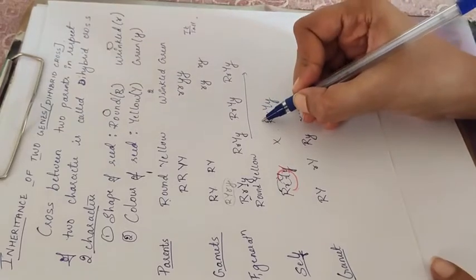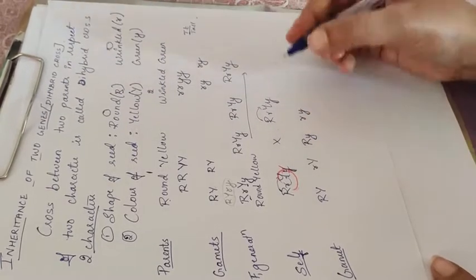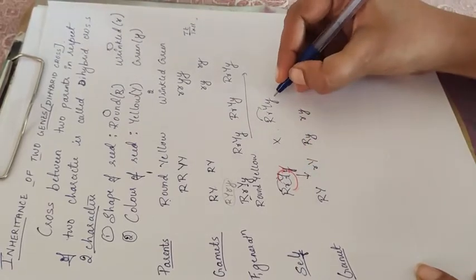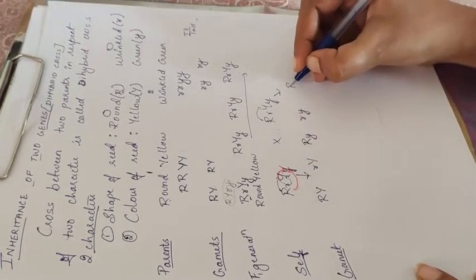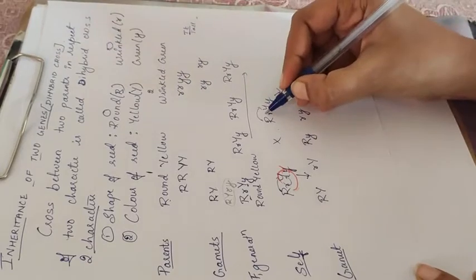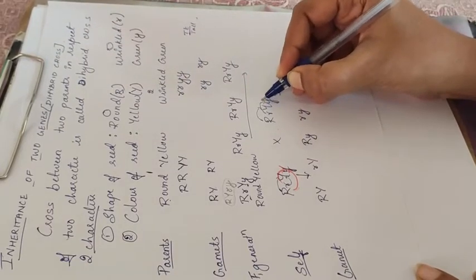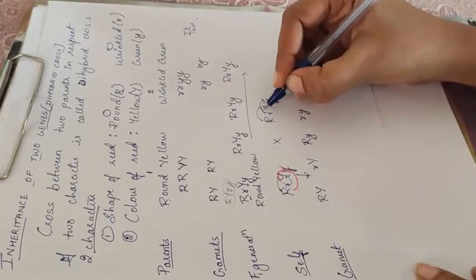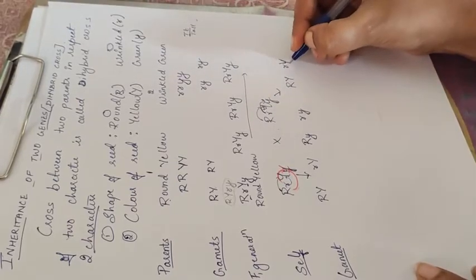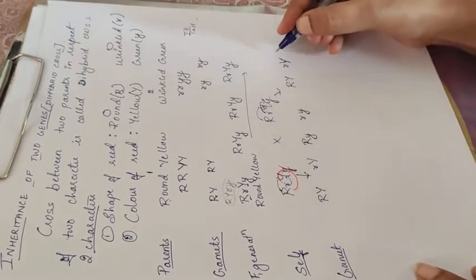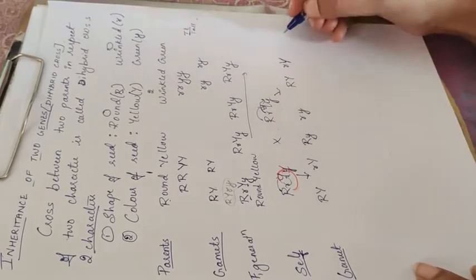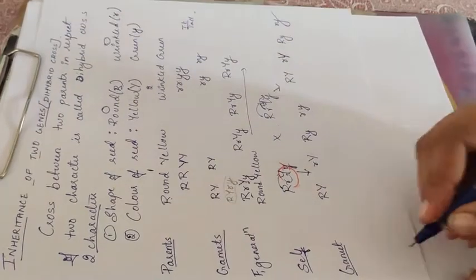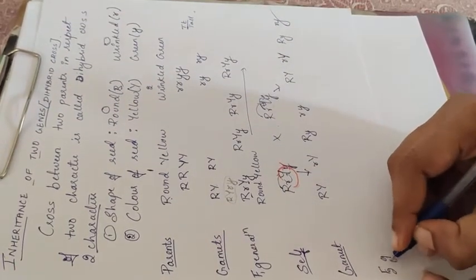Similarly, here also, from these two you will find capital R and small y, these two R and again the same. Whatever we have got here, we will get the same. Now it is the F2 generation.